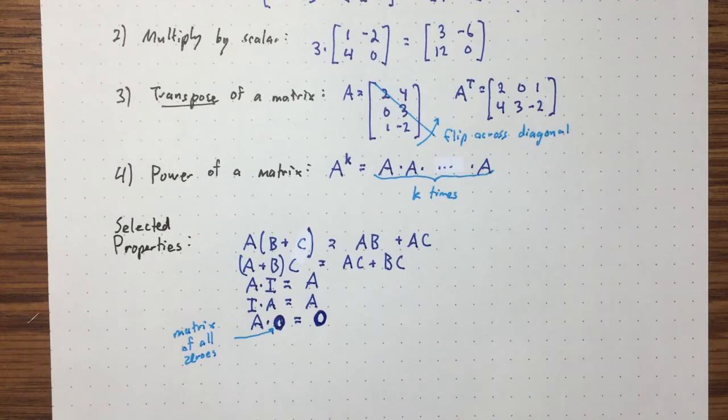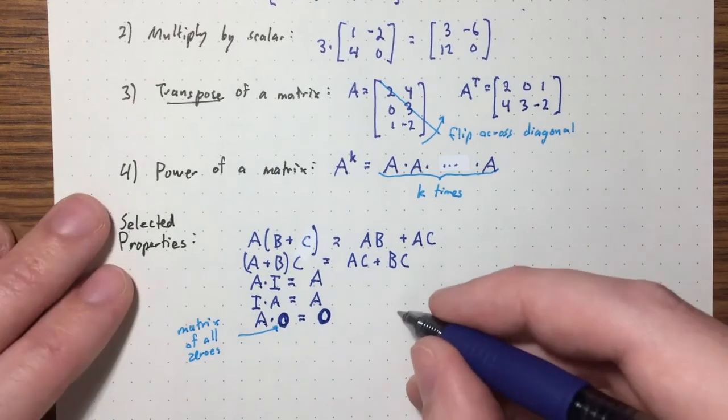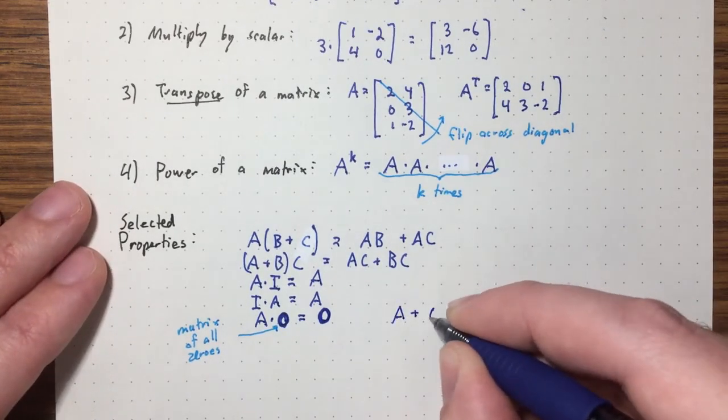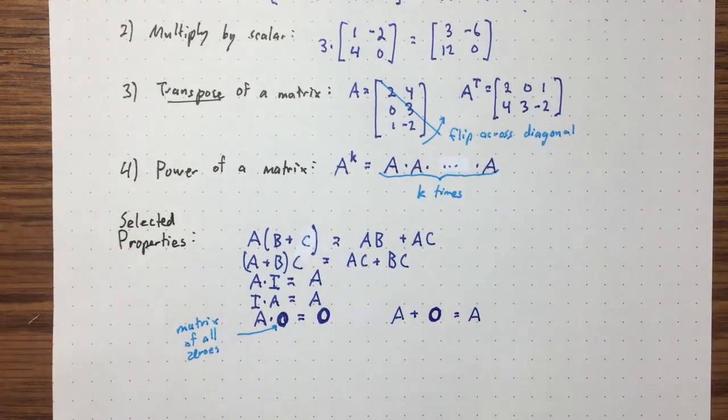Okay. So I have sort of a 0 matrix. I have an identity matrix, which acts as the multiplicative identity. Okay. 0 is also an additive identity. So A plus the 0 matrix is going to be A. Same for the reverse.